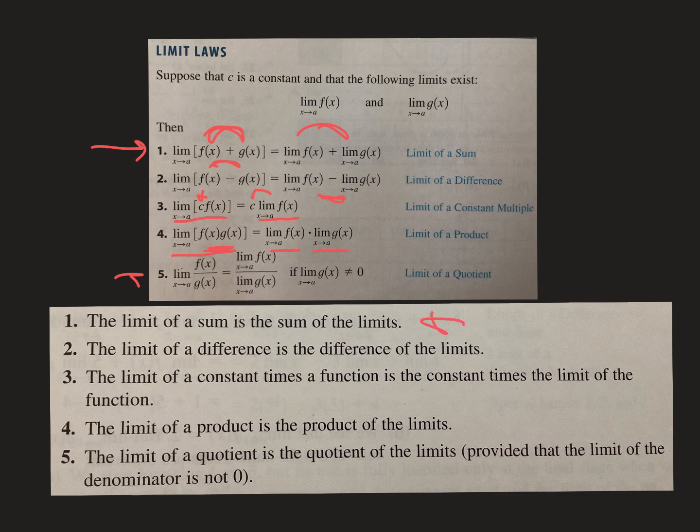Okay, in words, it's like this. The limit of a sum is the sum of the limits. The limit of the difference is the difference of the limits. The limit of a constant times a function is the constant times the limit of the function. The limit of a product is the product of the limits. The limit of a quotient is the quotient of the limits. So you're basically saying you can break it up.